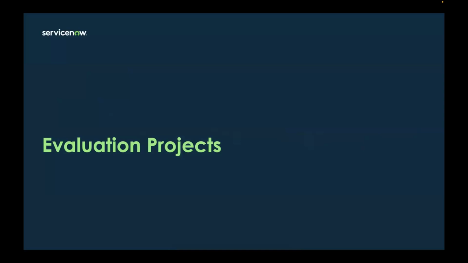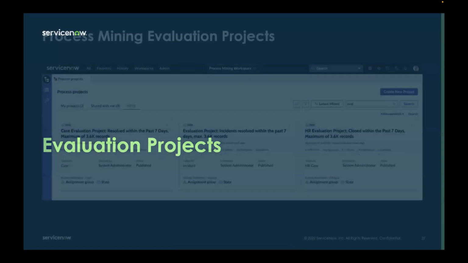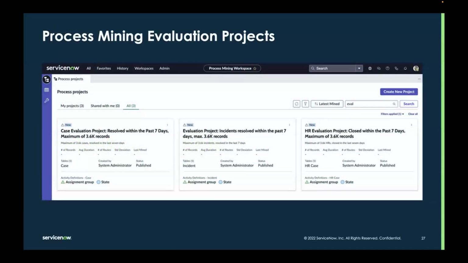But while you're getting your last questions in, there are a couple of topics we wanted to make sure to cover, since people have been asking about trying to use this in their PDIs. We've made it even easier for you. As of the Xanadu release, we've activated process mining in a limited fashion in your instance for incidents. So if you go to your process mining workspace and you're at the Xanadu level, you should see an evaluation project for incident, and that will allow you to mine the last 7 days of closed incidents up to 3,600 records.